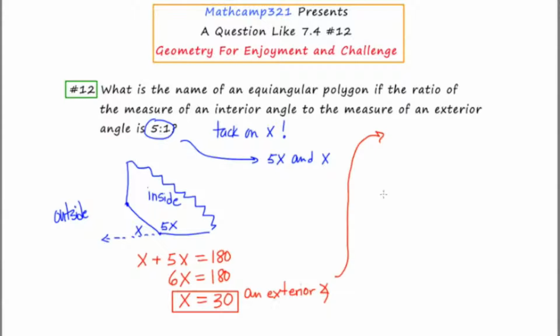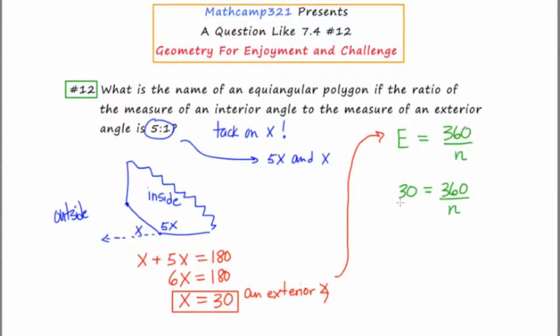And this leads us to another formula, and that formula is E is equal to 360 over n. N is the number of sides, and E is the measure of each exterior angle in a regular polygon. So they're giving us E. Each angle is 30. So I'm going to plug that in and say 30 is equal to 360 over n.